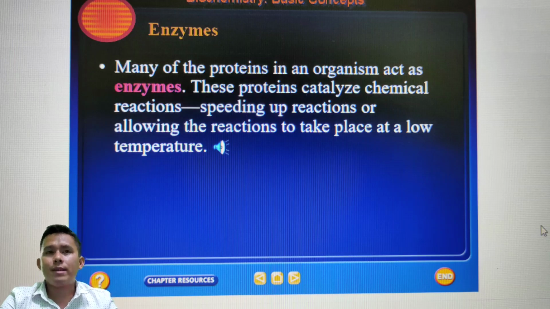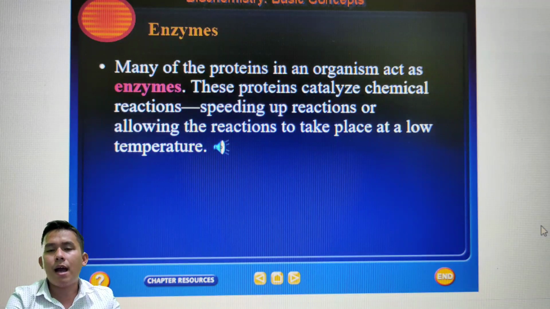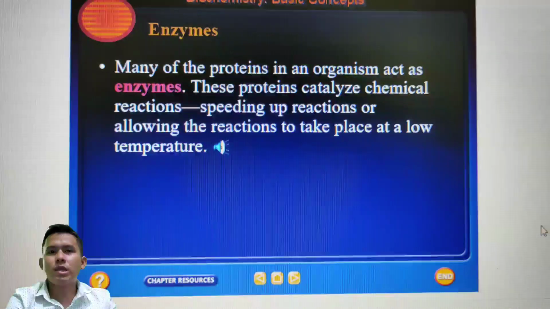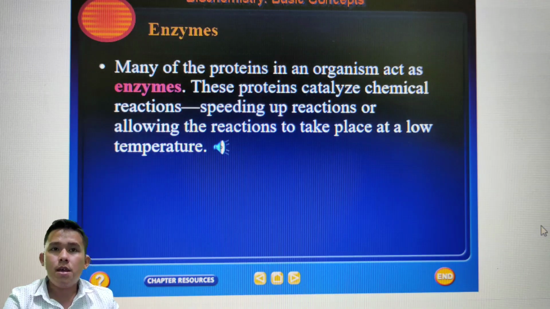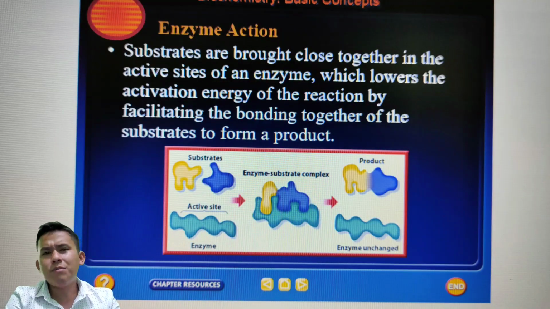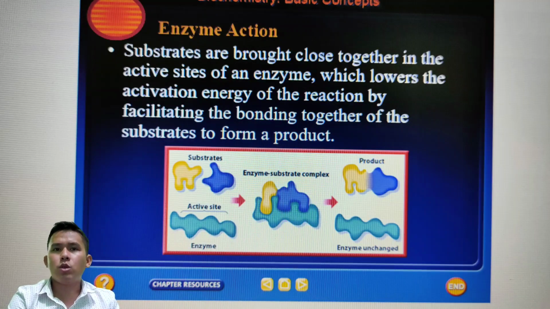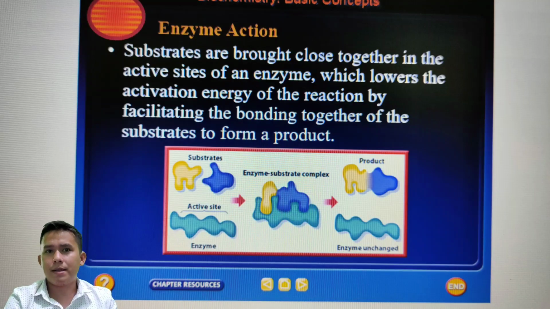Now we have enzymes. Many of the proteins in an organism act as enzymes. These proteins catalyze chemical reactions, speeding up reactions or allowing the reactions to take place at a low temperature. In enzyme action, substrates are brought close together in the active site of an enzyme, which lowers the activation energy of the reaction by facilitating the bonding together of the substrates to form a product.